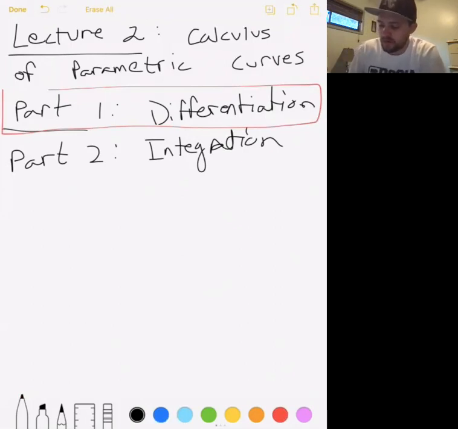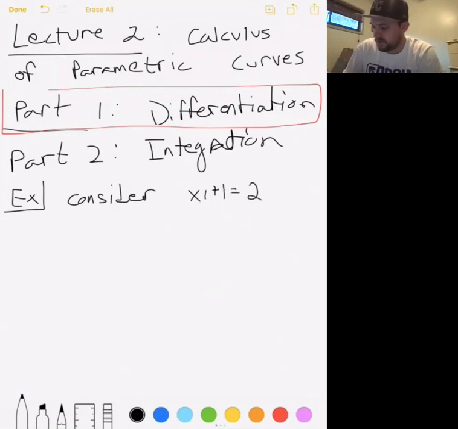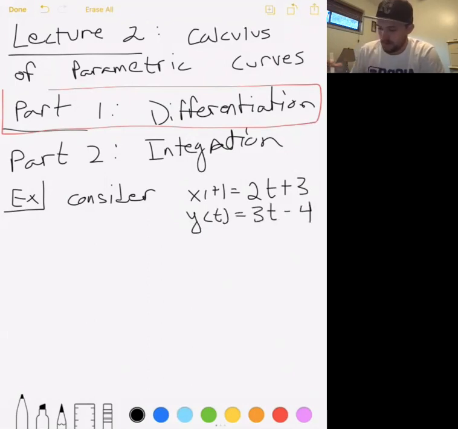And I want to start with an example. Let's consider a parametric curve given by x of t equals 2t plus 3 and y of t equals 3t minus 4. Okay, and let's look at this over the time interval -2 to 3.